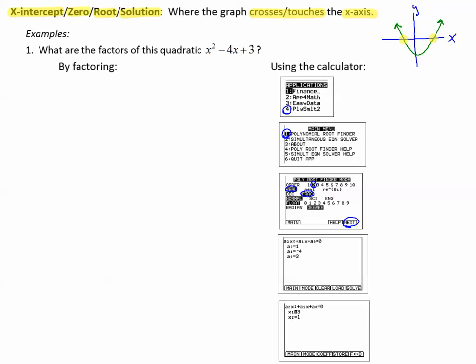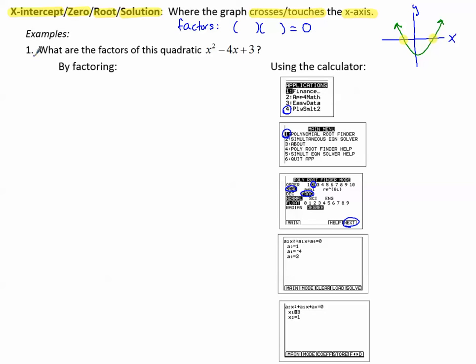Remember that recently we've been finding solutions of quadratics by first finding the factors, when the quadratic was set equal to 0, and then using the zero product property. Let's talk about some relationships between factors and solutions and different methods for finding both.